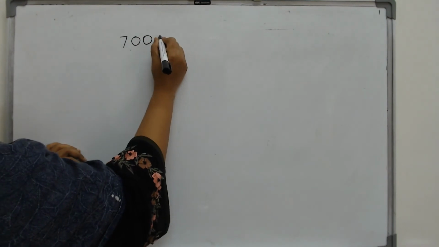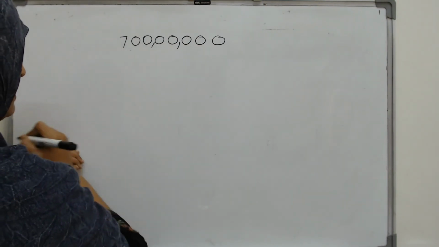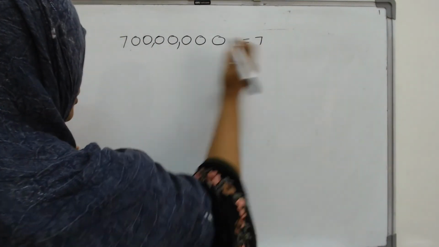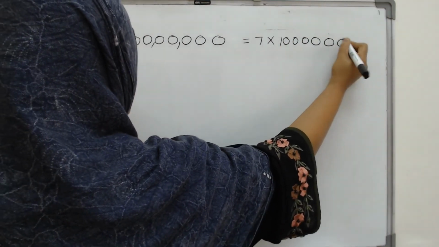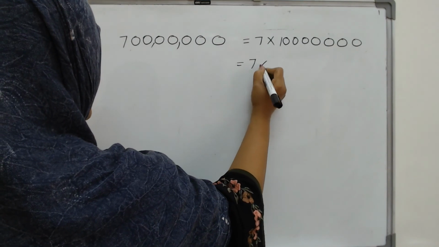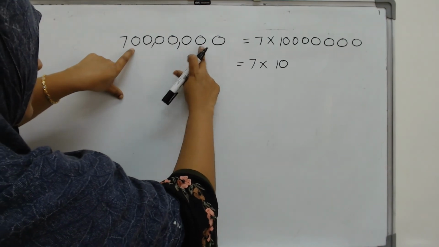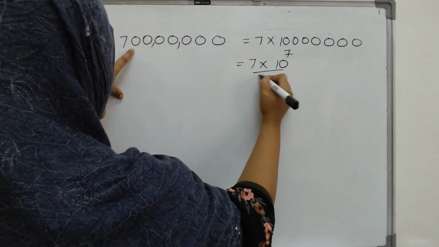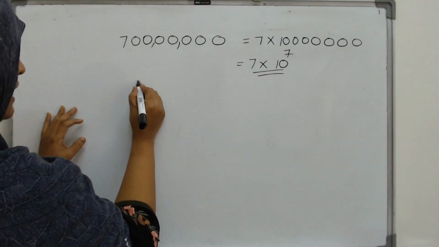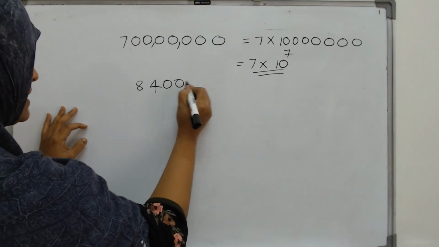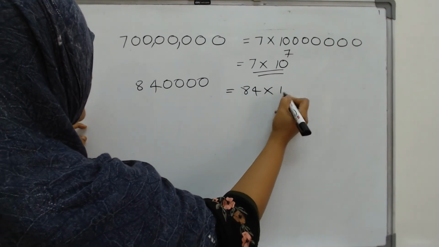See, for example, suppose you have something like this, an extremely big number. So you can write, what is this? This is actually 7 into, so that means you can write it as 7 into 10 raised to how many zeros? 1, 2, 3, 4, 5, 6, 7. See, you can write this extremely big number, but you have written it in a small way. And similarly, suppose you have something like this. This also you can write it as, say, see.